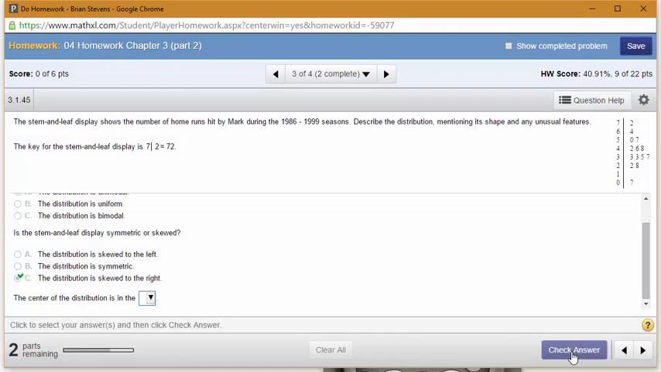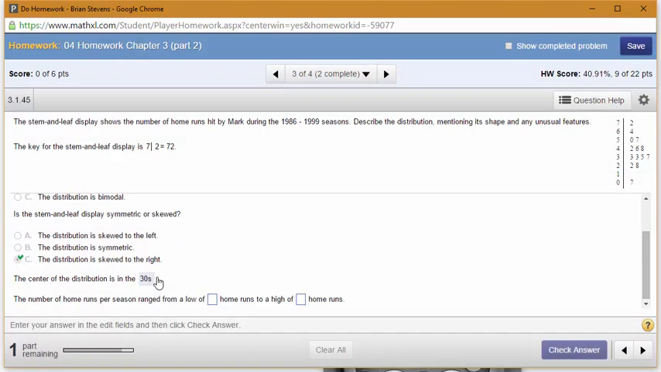The center of the distribution looks to be in the 30s, probably. Let's see what we have for choices, and bada bing, bada boom. Always best to take a guess before looking at your choices, kind of sees if you're on the right track or not.